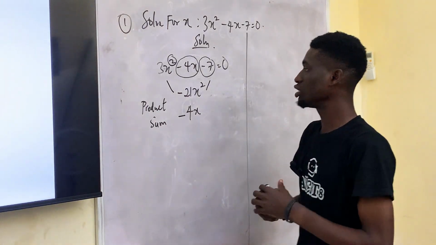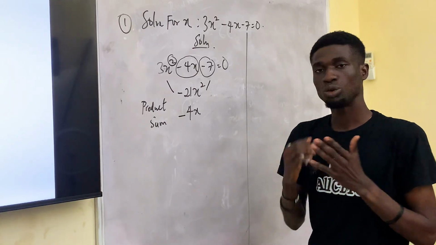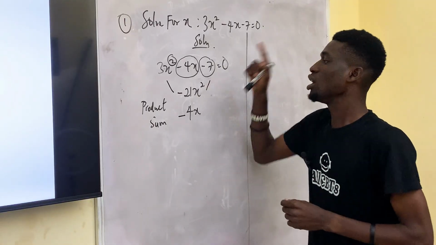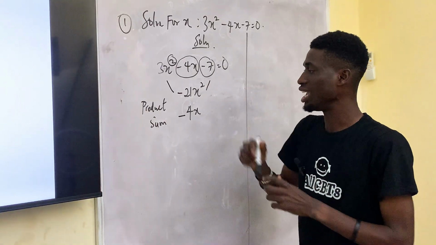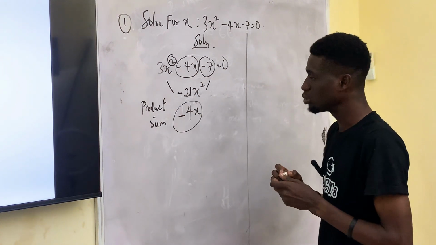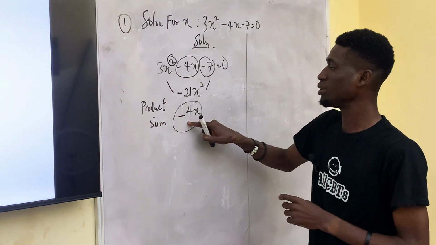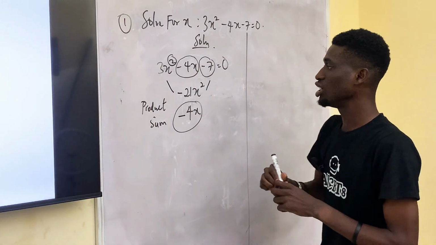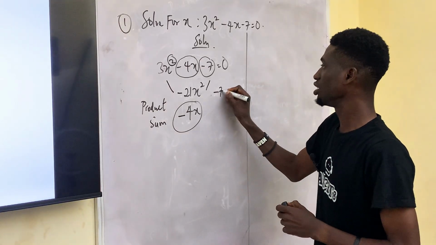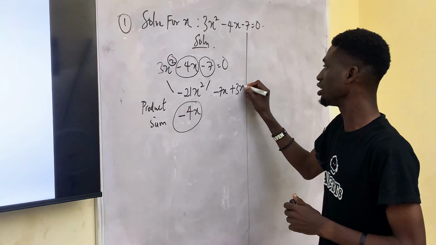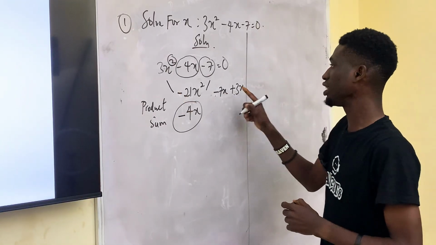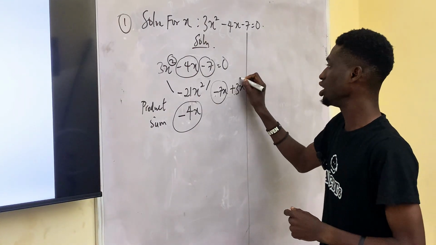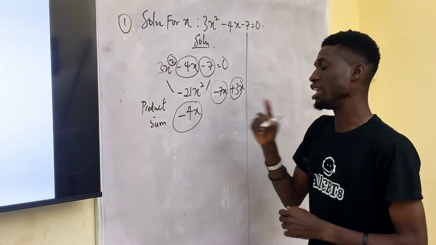After you have done this, you have to look for two numbers that when you multiply them, give you minus 21x squared, and when you add them with their signs, give you minus 4x. Take note that once your sum is negative, the bigger number out of those two numbers is going to take the negative sign. So the numbers we are looking for are minus 7x and plus 3x. Minus times plus gives you minus, 7 times 3 gives you 21, x times x gives you x squared. Then minus 7 and plus 3 leaves you with minus 4x.